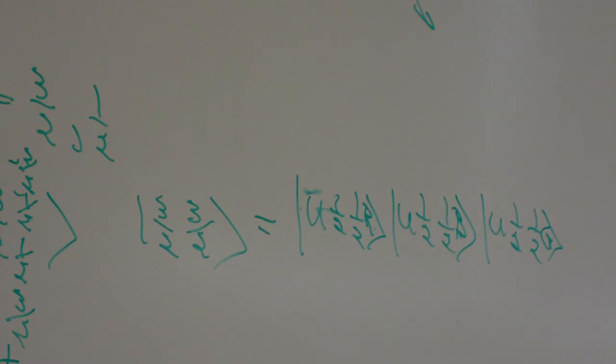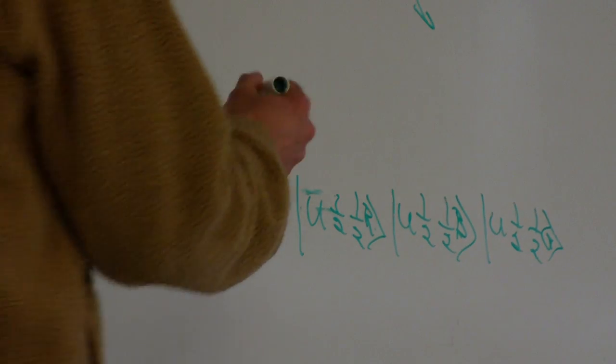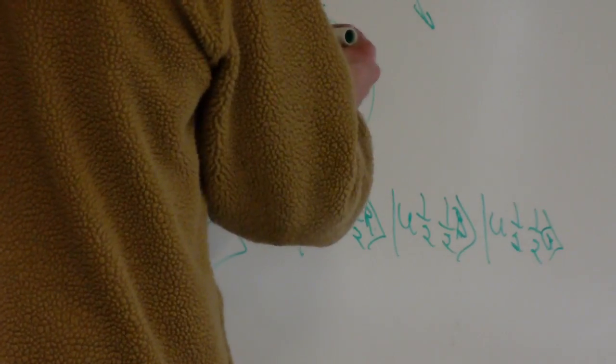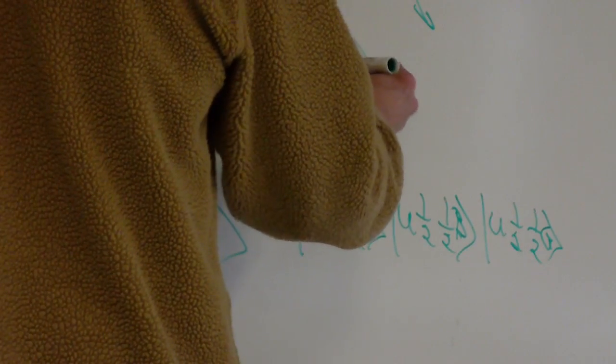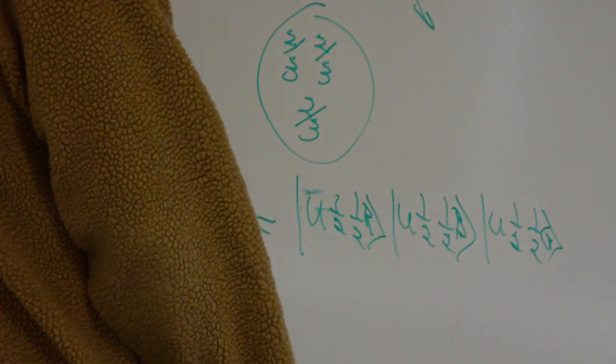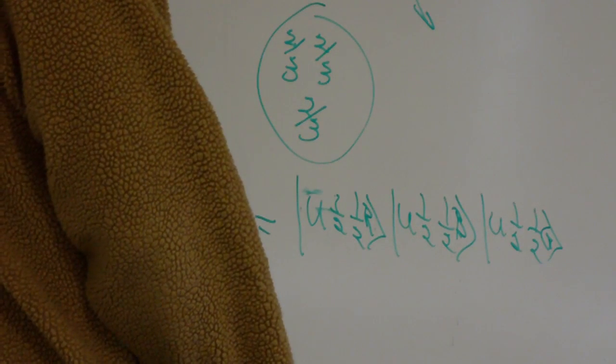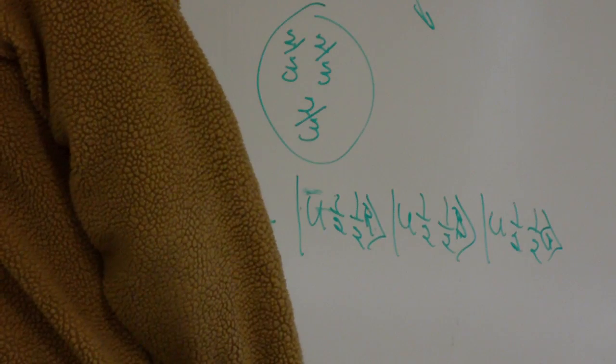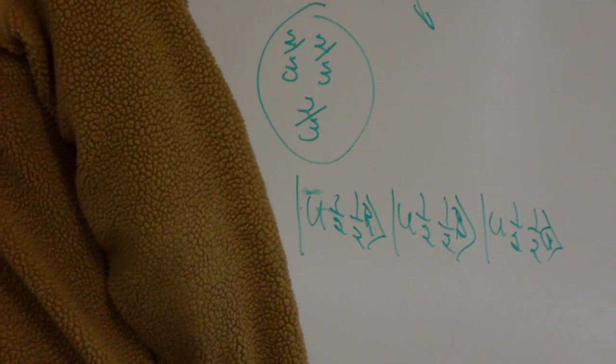And I think this is called the delta plus plus. Let's think about this. This is an up, and up is 2/3, 2/3, 2/3. Up, red, blue, green, up quarks. So what's the total charge on this baryon? It's plus 2. So I think this is called a delta plus plus.